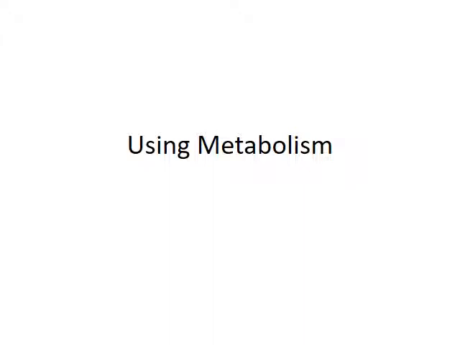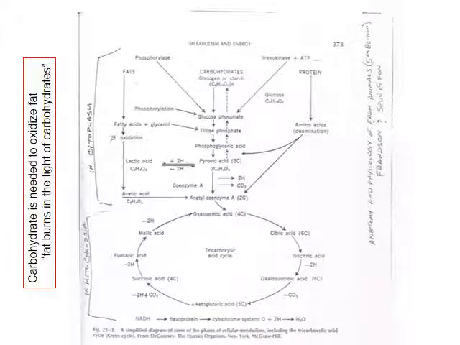Okay, we're going to talk about using the information that we've learned. So, we've learned about metabolism. What can that tell us about how a cow works, how a cow does? One of the first things we need to clarify here is that carbohydrates are needed to oxidize fat. The phrase that's often used is fat burns in the light of carbohydrates.